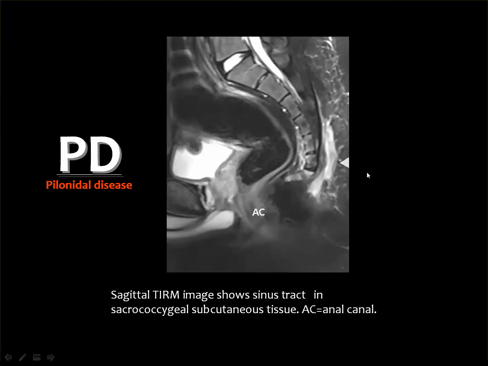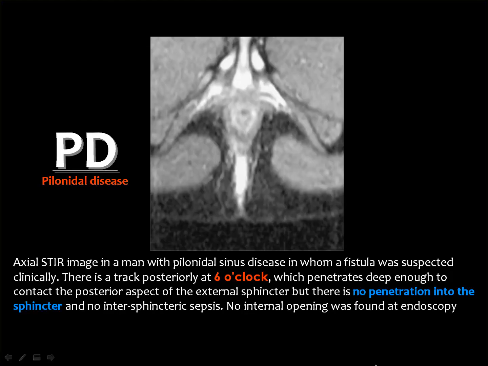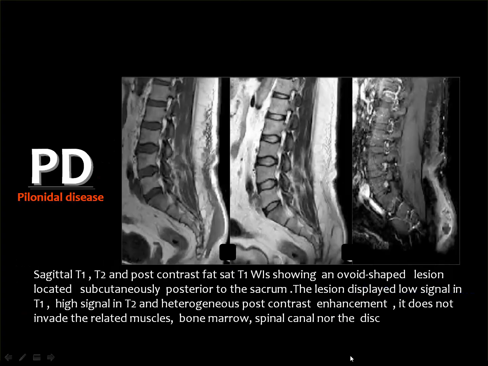As you see here, in the sagittal T2 fat suppressed image, an inflammatory granulation tissue subcutaneously posterior to the sacrum in a classic position of pilonidal disease. And this is also an example, and you see an inflammatory tract which goes from the skin deep, but it did not reach the external anal sphincter, nor of course the internal anal sphincter, and there is no external opening. This should be carefully discriminated from the perianal fistula.